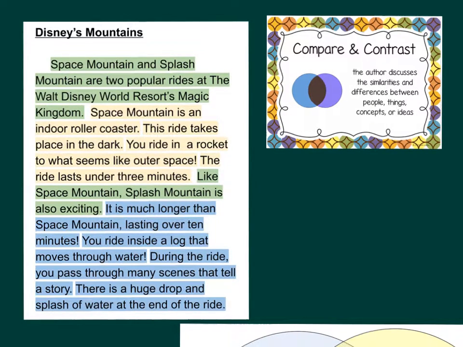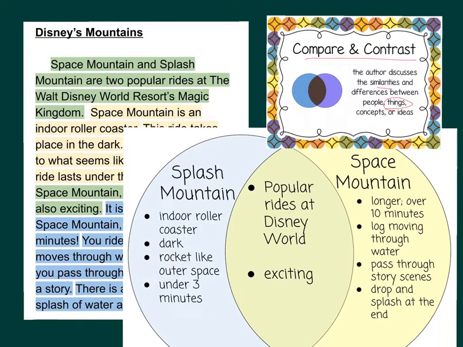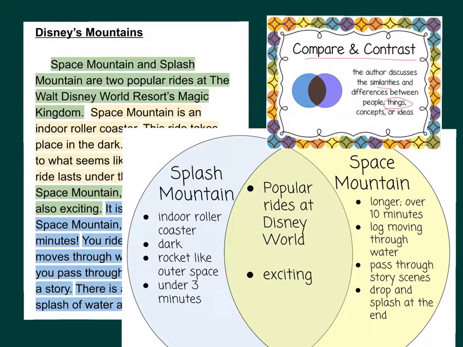This paragraph comparing 2 of Disney's rides is clearly a compare and contrast structure, where we've got similarities and differences between both of these things. Here is an organizer that helps with this. A Venn diagram is great for thinking about information in a compare and contrast text structure.